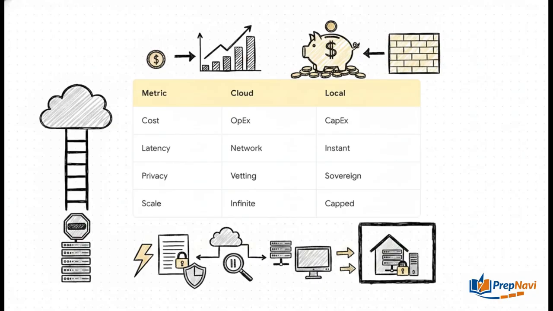First up, cost. Cloud turns your capital expenses into operating expenses, while going local requires a massive upfront GPU investment. Second is latency. Cloud deployments are always going to be bottlenecked by network speeds, whereas local is virtually instantaneous. Third, we have privacy. Cloud means relying on offsite vetting, but local gives you total data sovereignty. And finally, scalability. Cloud gives you practically infinite room to grow, while a local setup leaves you hard-capped by whatever physical server racks you actually own.